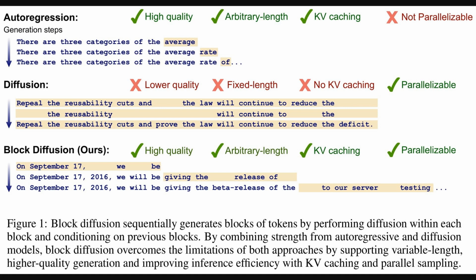Okay, so this first figure really sets the stage. It visually compares the standard autoregressive approach, the typical diffusion method, and their proposed block diffusion. You can see it lays out the pros and cons, like how autoregression gives high quality and arbitrary length, but isn't parallelizable. Diffusion is parallelizable, but struggles with quality, length, and KV caching. Block diffusion aims to capture the best of both worlds, achieving high quality, arbitrary length, KV caching, and parallelizability.